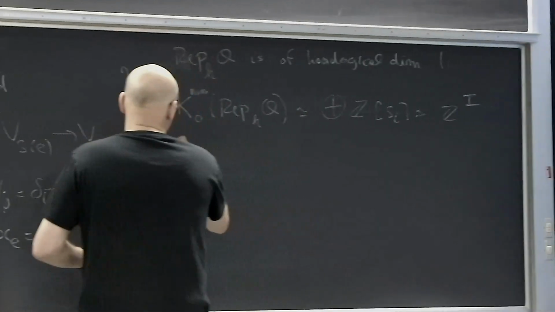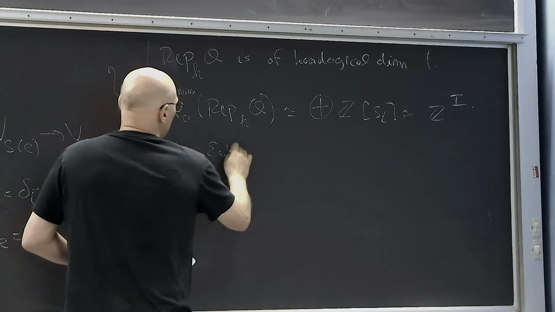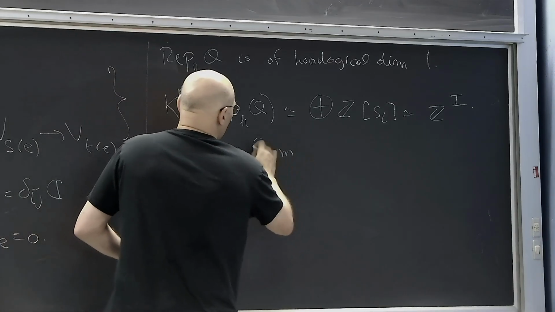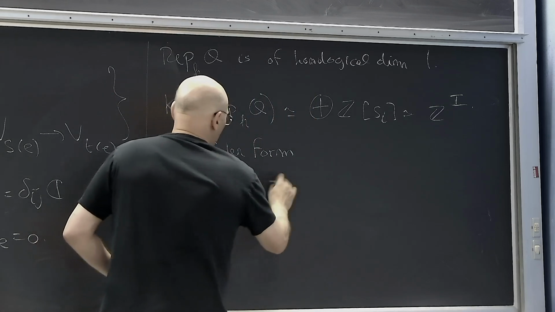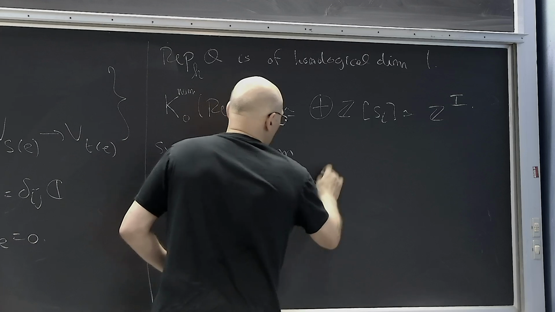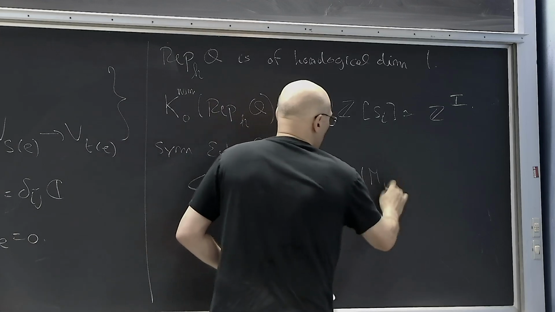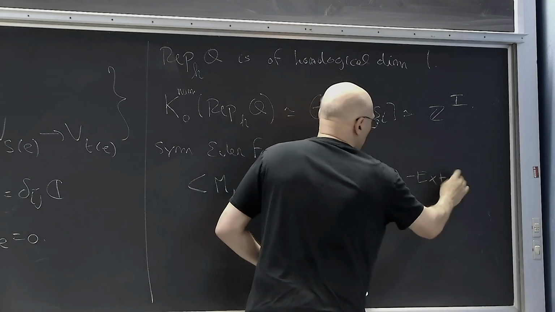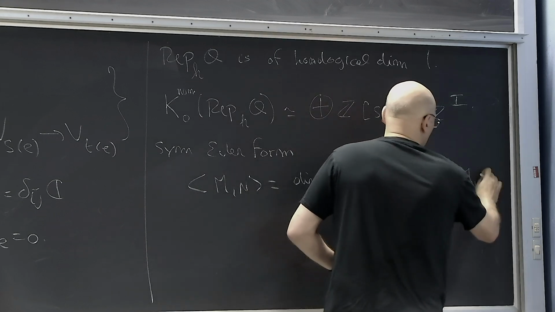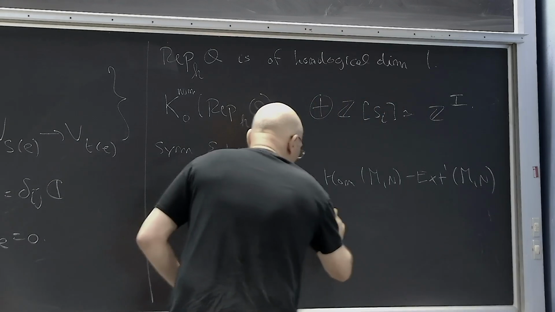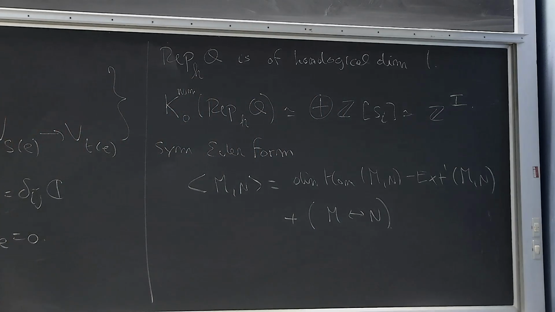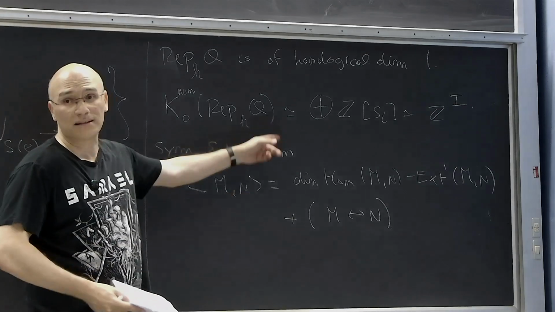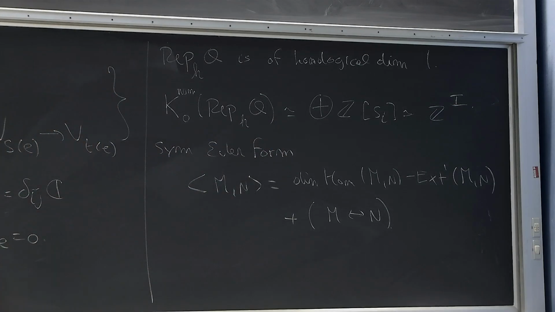And then we have the symmetric Euler form, which for m and n is the dimension of Hom from n to m minus the dimension of Ext^1 from n to m, plus the same with the roles of m and n exchanged. The symmetrized Euler form. And now we have a symmetric Z-valued bilinear form. So out of this we get a lattice.